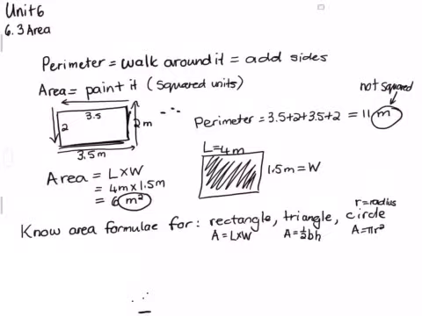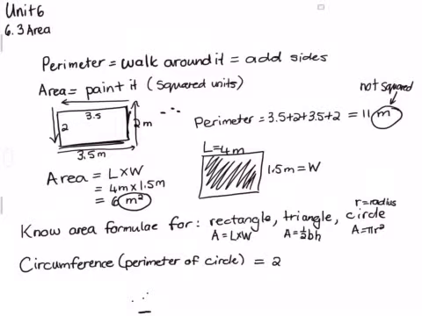Right, there's one new one. Circumference is really just the perimeter, but it's the word we usually use for circles. So here you can't say walk around it. You will only know what the radius of the circle is. So the circumference of a circle is 2 pi times radius. In other words, 2 times pi times the radius.